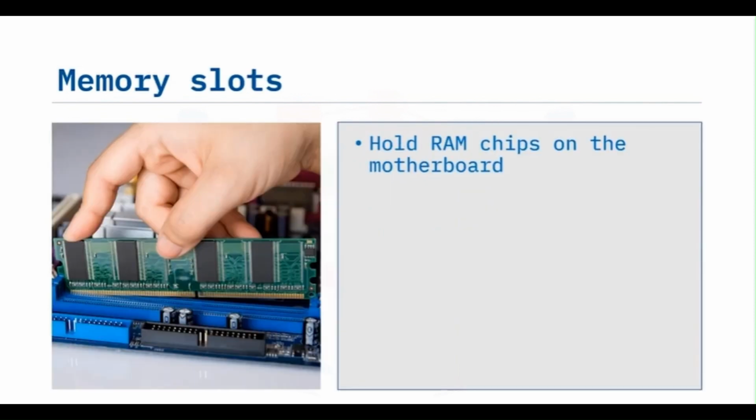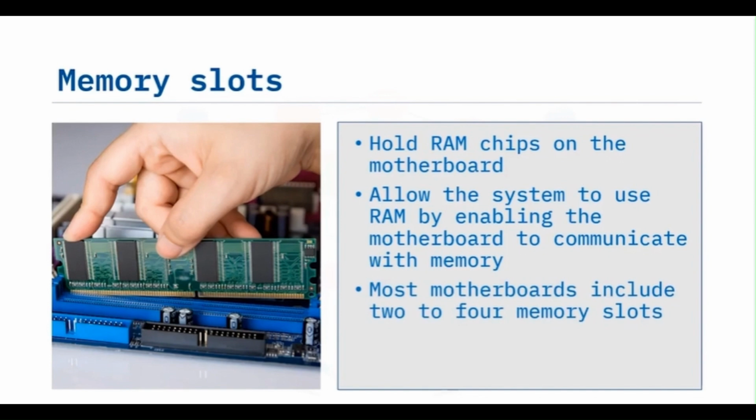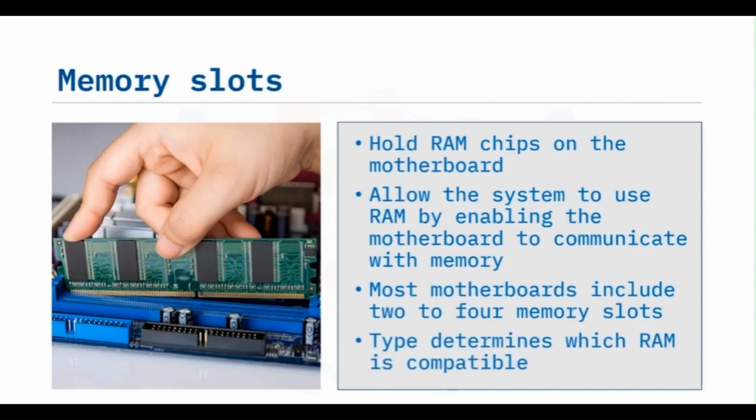A memory slot holds a RAM, random access memory stick in place on a computer's motherboard. Only memory chips can fit into these dedicated slots. Memory slots allow the system to use RAM by enabling the motherboard to communicate with memory. And depending on the motherboard, there will be 2 to 4 memory slots, sometimes more on high-end motherboards. The memory slots on the motherboard determine the type of RAM that's compatible with a computer.